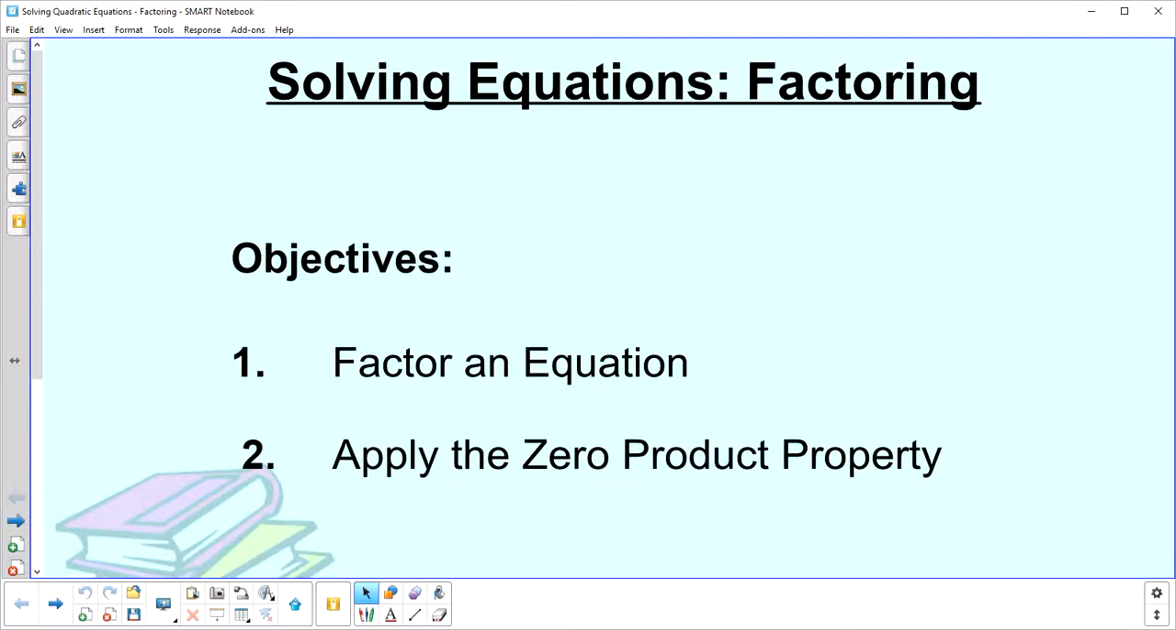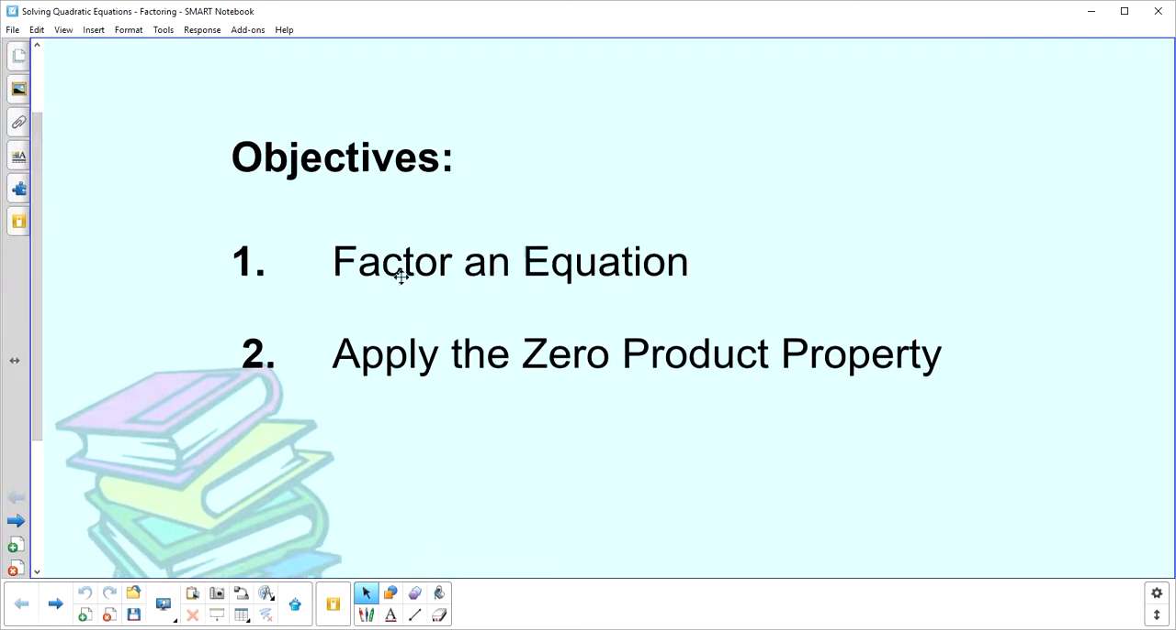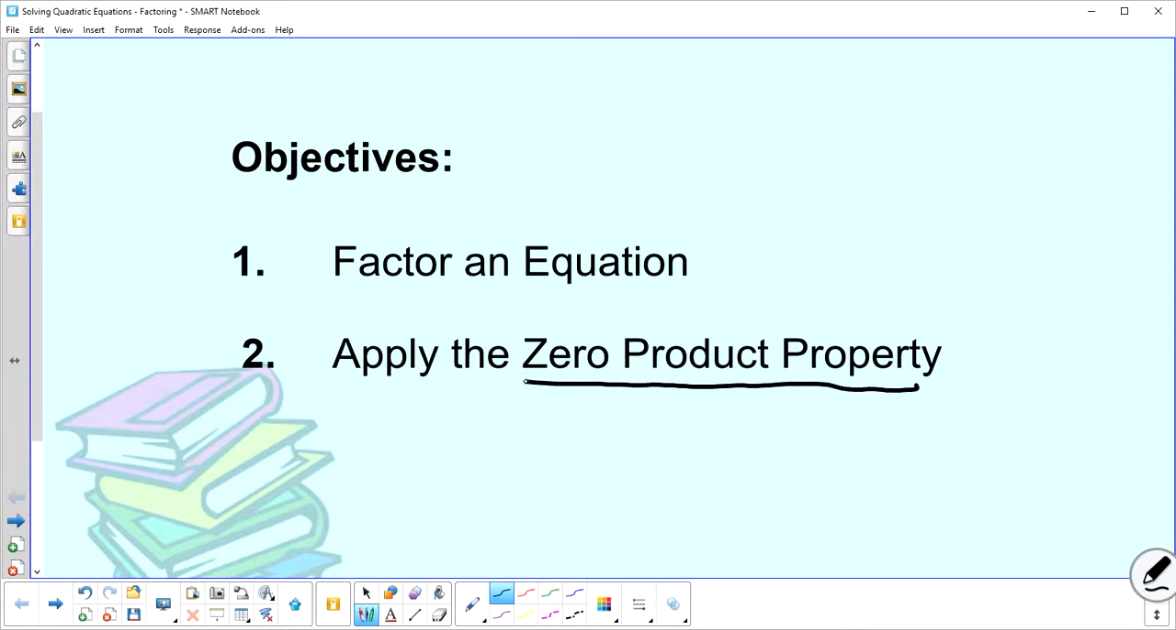Okay, Common Core Algebra 1, here we go with solving equations. You're going to use factoring now. In particular, we're going to be continuing to talk about quadratic equations, and we're going to start by moving on still factoring. So we're going to factor that equation, and then the big piece we're going to look at today is applying what's called the zero product property.